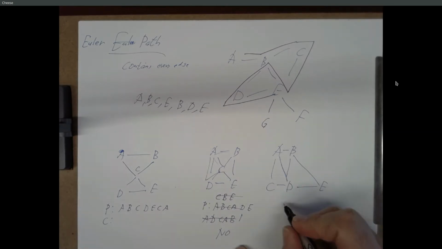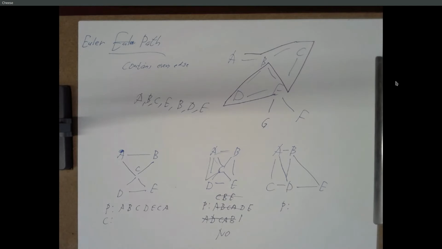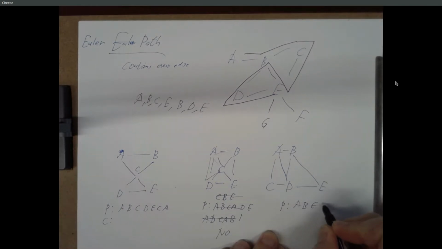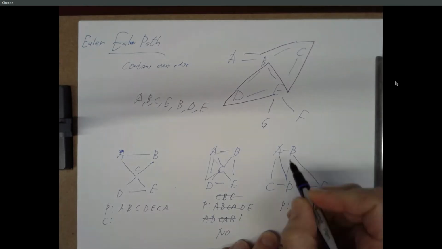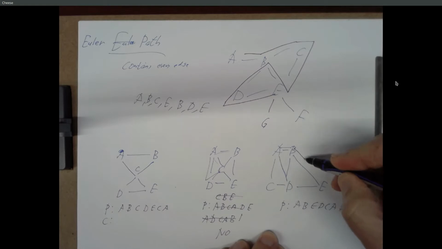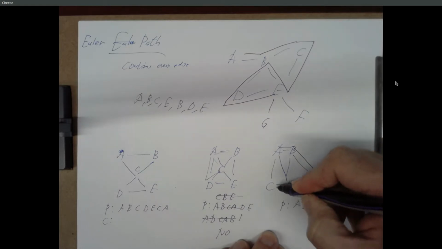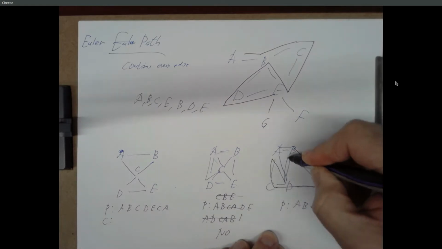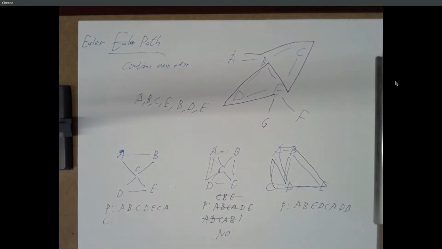What about this one? Is there an Euler path? There's a path. What would be a path? A, B, E, D, C, A, D, B. So A, B, E, D, C, A, D, B. That looks good. Cool. Is there an Euler circuit? Is there a path that starts and ends at the same point? Turns out there's not.